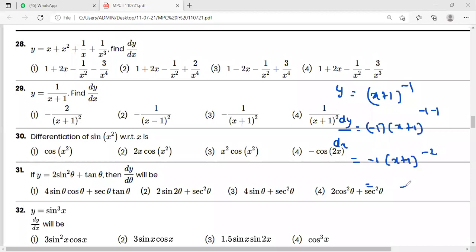Which is equal to minus 1 by x plus 1 whole square. Minus 1 by x plus 1 whole square. Third option will be the correct one.